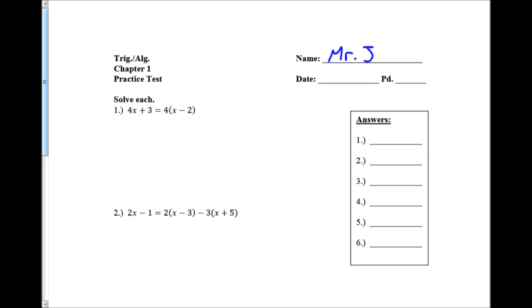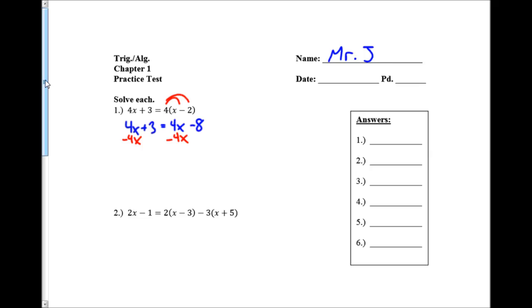If we look at the first one, we want to simplify and then solve. This is just a linear equation, so I can simplify by doing my distributive property over here. So I distribute, this is going to give me a 4x plus 3 equals a 4x minus 8. And now I have to get the variables on the same side, so I'm going to subtract the 4x from each side.